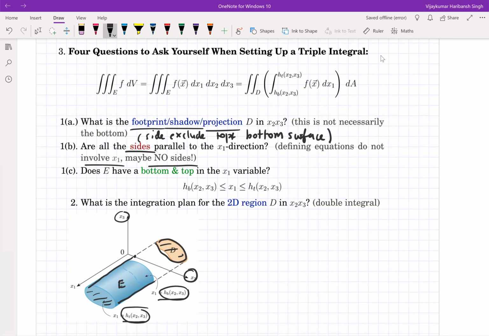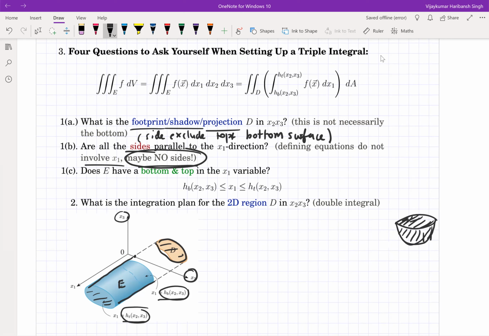Now, sometimes it may happen that there may be no sides. Like, say, for example, you take a paraboloid like that. So the top is this side, bottom is this thing here. So there's no sides. So no sides is also a possibility.